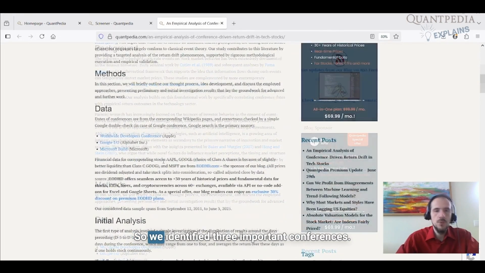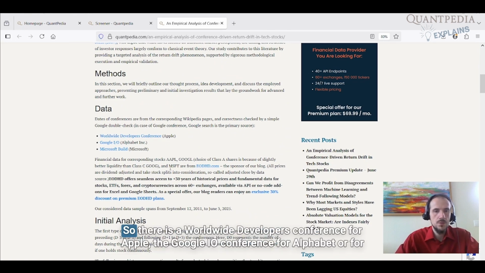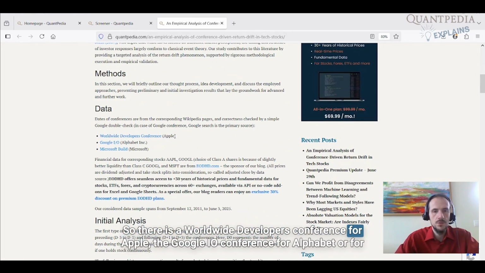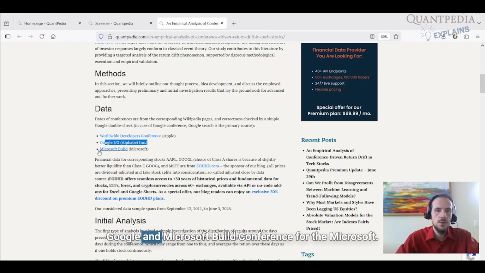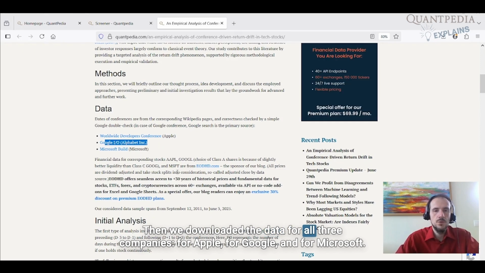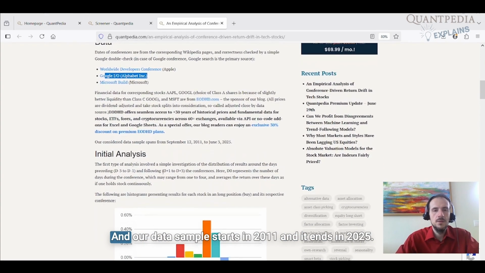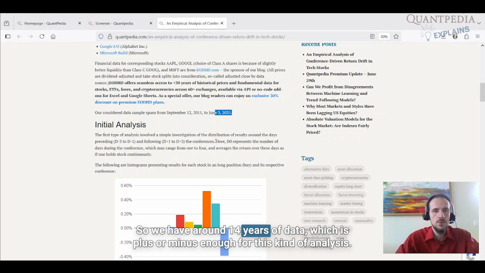What we did, we identified 3 important conferences, one for each company. There is the Worldwide Developers Conference for Apple, the Google I/O Conference for Alphabet or Google, and the Build Conference for Microsoft. Then we downloaded the data for all 3 companies, Apple, Google and Microsoft, and our data sample starts in 2011 and ends in 2025, so we have around 14 years of data, which is plus or minus enough for this kind of analysis.